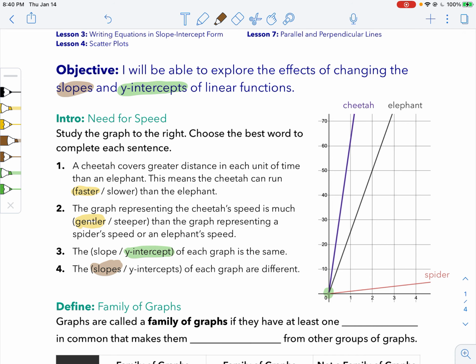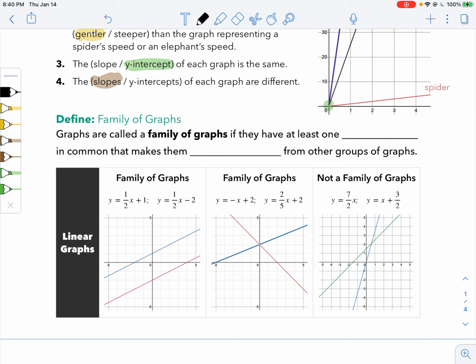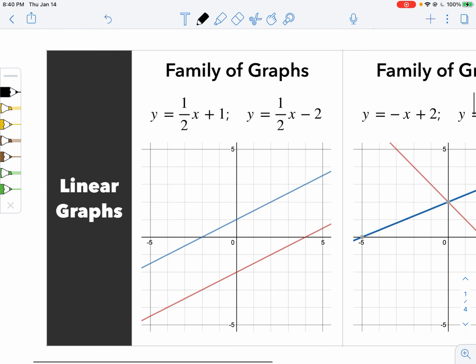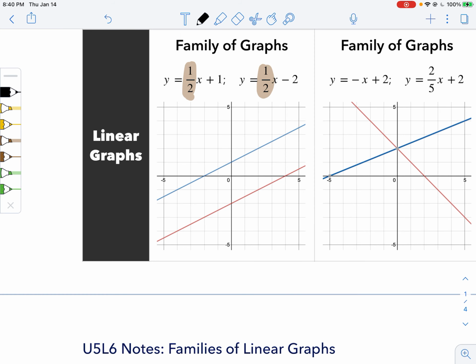A family of graphs is a group of graphs that share something in common. They have at least one characteristic in common, and that characteristic will set them apart, will make them different from another group of graphs. For example, if we look at these graphs, you'll see that they move in the same way. They have the same slope. So we'll write that down. This is a family because they have the same slope.